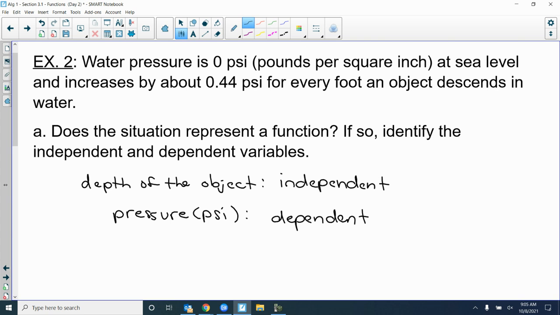Here's a question you've got to ask. Will the depth of an object give you more than one pressure? If something's at a depth of 10 feet, can it have two different pressures? No, so that means it's a function. If there's ever a case where something can have two different readings, then it would not be a function. Like your weight is going to be a function, each person's weight. You can't have two different weights at that moment.